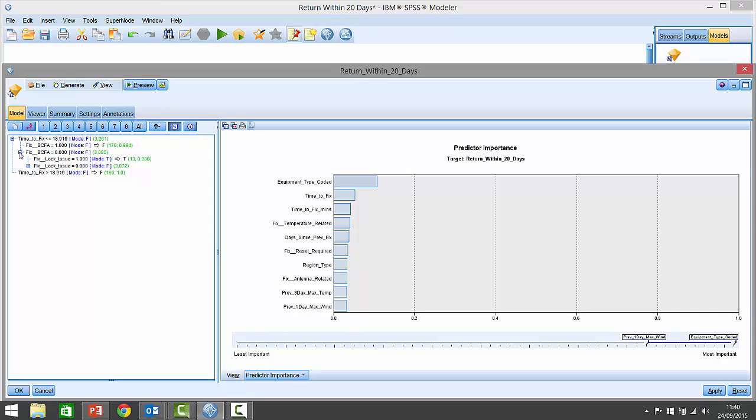But if a BCFA card is not used and it's under 18 hours and it's a lock issue, then it's saying actually 30% of the time you do need to respond to it. Now it's a relatively small number of cases here, only 13.